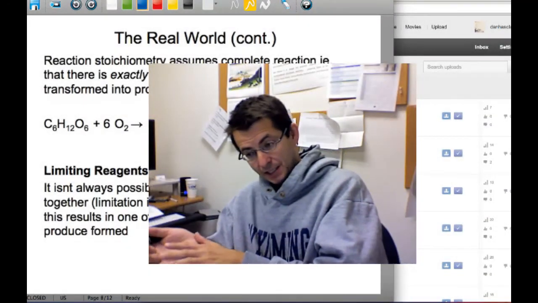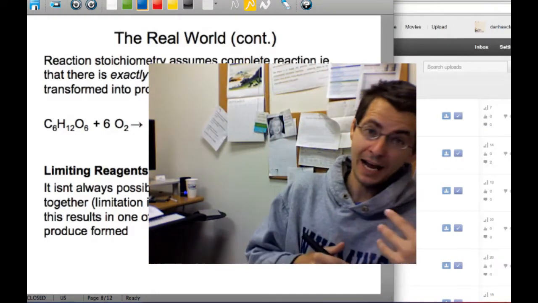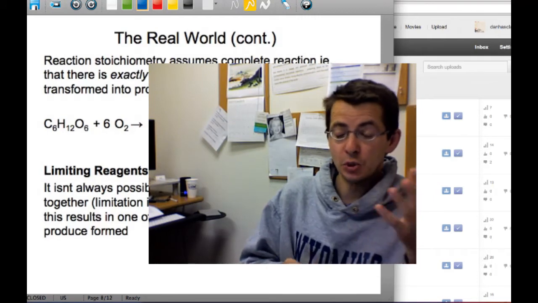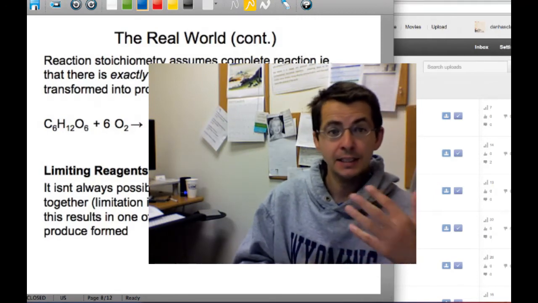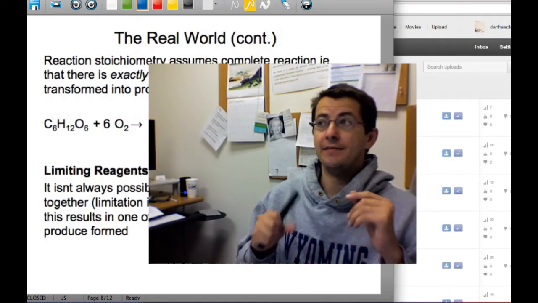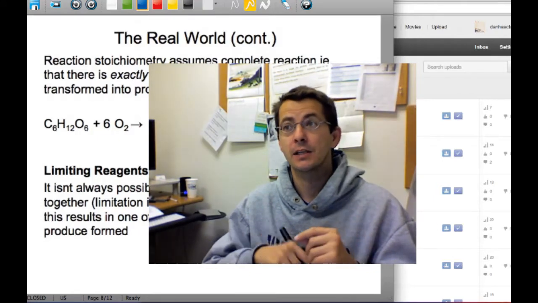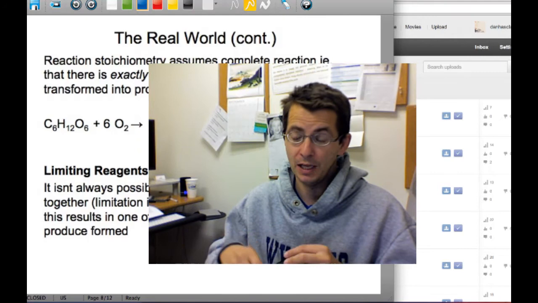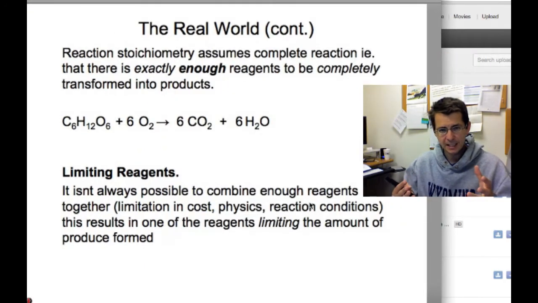We looked at the product side. Now let's look at the reactant side, where we look at the situation where we do not necessarily have enough reagents to proceed in the manner that we would like. We've already seen this, okay?